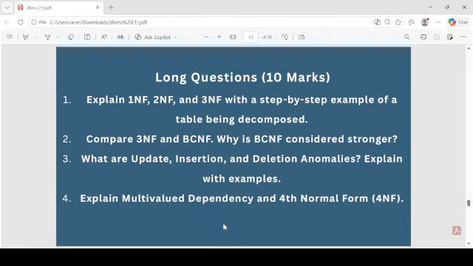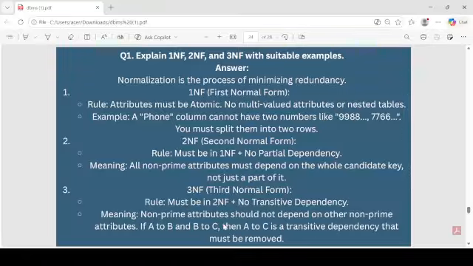Second will be 3NF and BCNF: why BCNF is considered stronger, and what are update, insertion and deletion anomalies, explained with an example as I explained earlier. There is also a question for 2 marks, and explain multi-value dependency and fourth normal form. So let's understand. The first will be 1NF, 2NF.